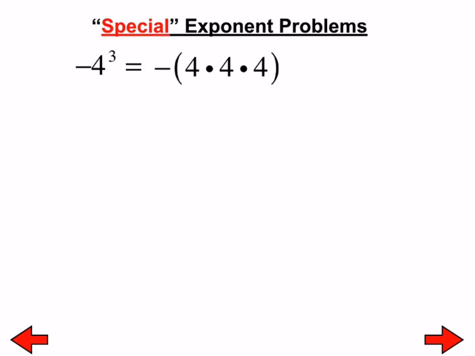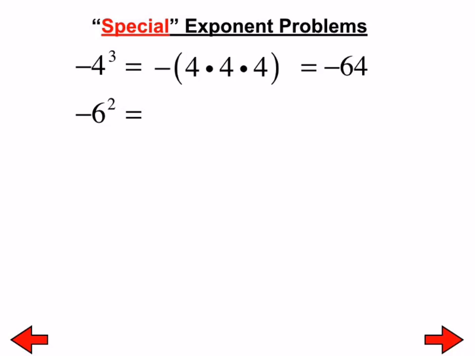We can think of it as the opposite of 4 cubed. And that's how we write it out as an extended product. The opposite of 4 cubed. Well, that happens to be negative 64. And some of you might be thinking, well, what difference does it make? Well, it makes a difference depending on what the exponent is.